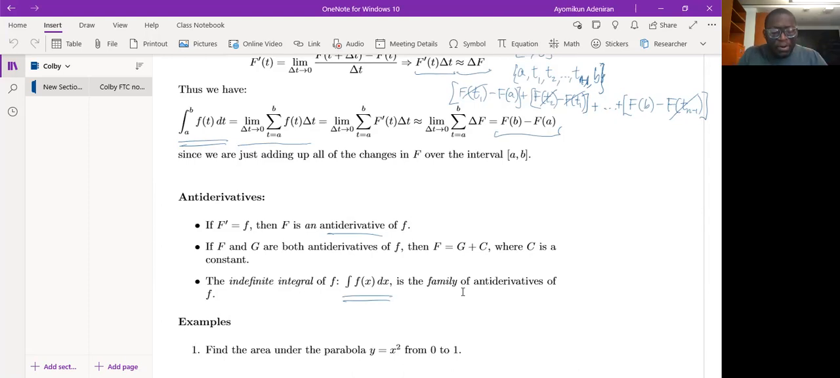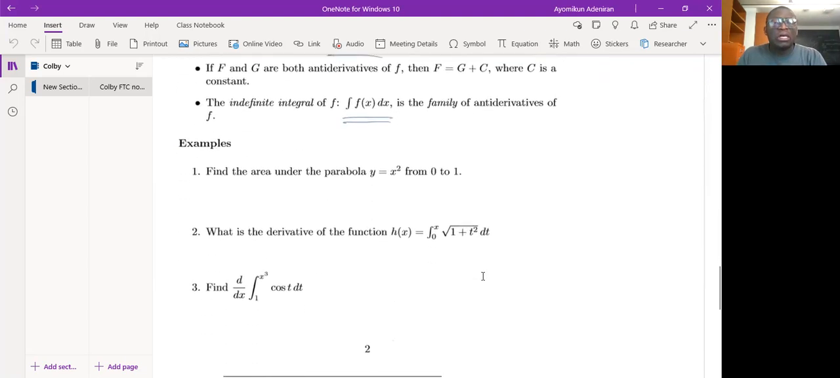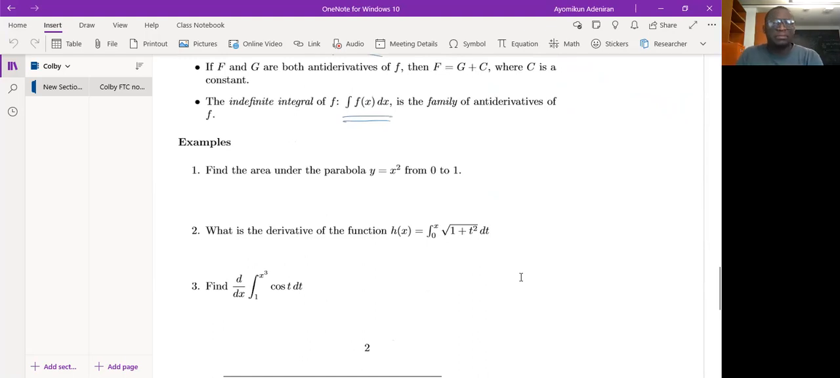Okay, so like I promised, I want to look at a few examples here just to see some of the things we've learned. So the first question is we want to find the area under the parabola y equals x squared from 0 to 1.